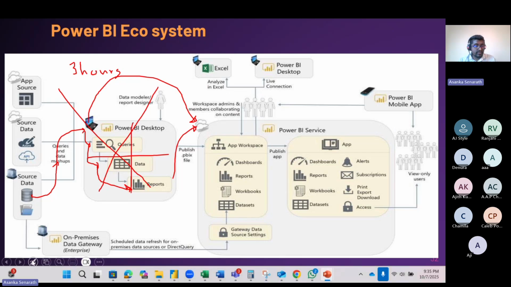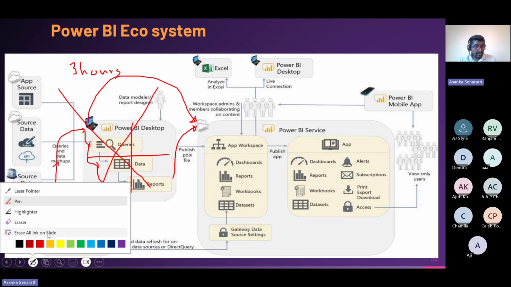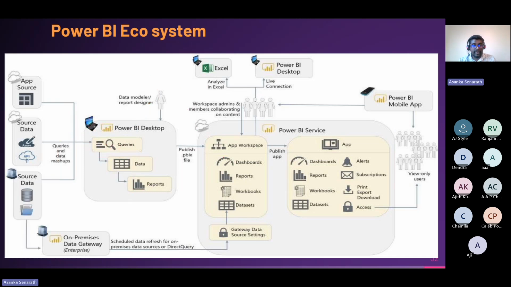So what you have to do is, once you publish your dashboard to the cloud, you can create a connection between the cloud and the source directly. For that, we need a tool called an on-premises data gateway. You will learn how to create this on-premises data gateway. With it, you can set up a time to refresh, let's say every 3 hours, once a day, once a week, whatever you like.